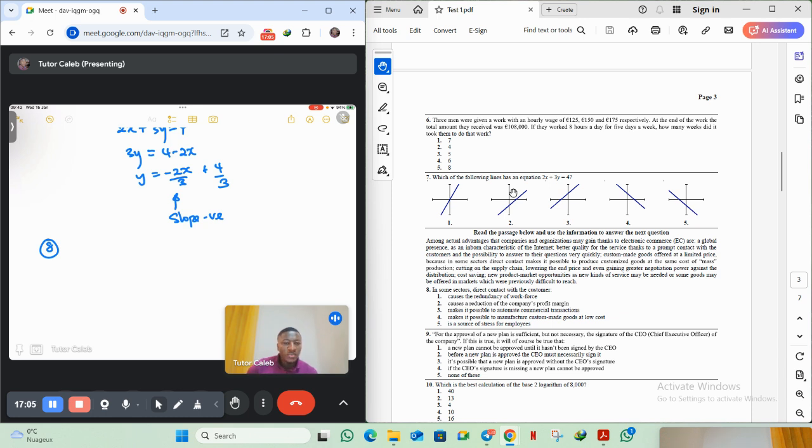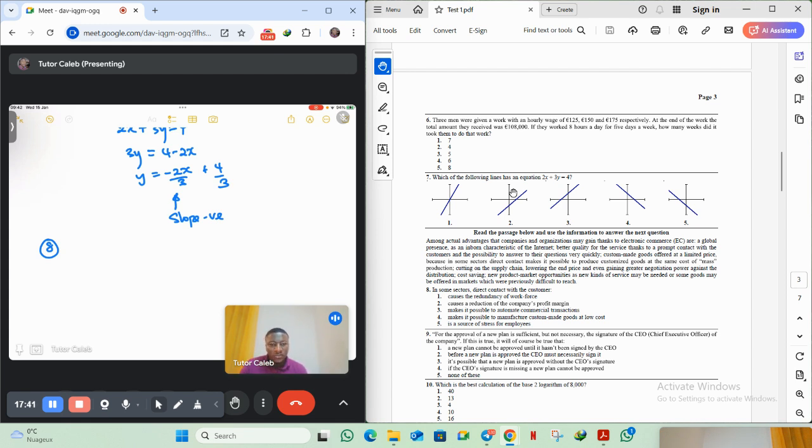Custom-made goods offered at a limited price become, in some sectors, direct contact. Because in some sectors, direct contact makes it possible to produce customized goods at the same cost as mass production, cutting on the supply chain, lowering the end price, and even gaining greater negotiation power against the distribution. Cost saving, new product market opportunities as new kinds of services may be needed, or some goods may be offered in markets which were previously difficult to reach.